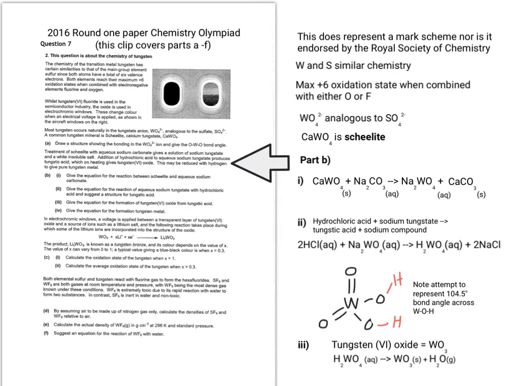Right, next bit is asking for the equation for the formation of tungsten metal. So there's probably not enough room to put that down at the very bottom of the screen on the right, so I'm going to pop it next to where the question is, sort of middle left of the screen. So it says that your tungsten 6 oxide can be reduced with hydrogen to give pure tungsten metal. So we're going to have WO3, we're going to have H2, and we're going to have W.